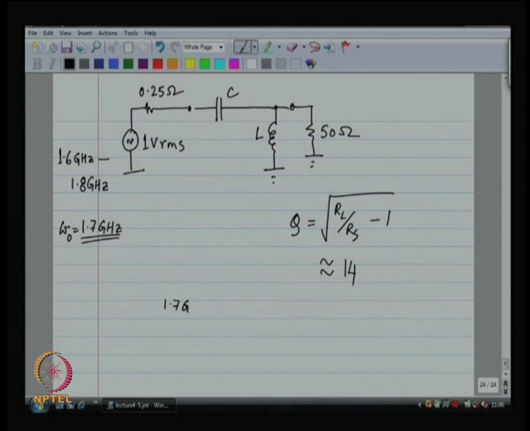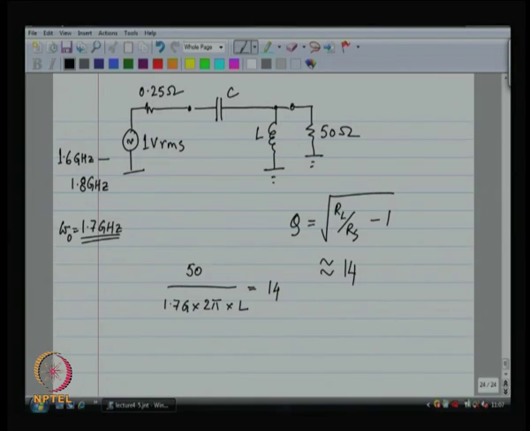1.7 gigahertz times 2 pi, that is my omega naught. So, omega naught times L. So, the resistance divided by omega naught times L is about 14. So, L is about 50 divided by 1.7 giga divided by 2 pi divided by 14. So, whatever that number is, that is your inductor value. If you have a calculator, this can be computed. I do not have one over here.